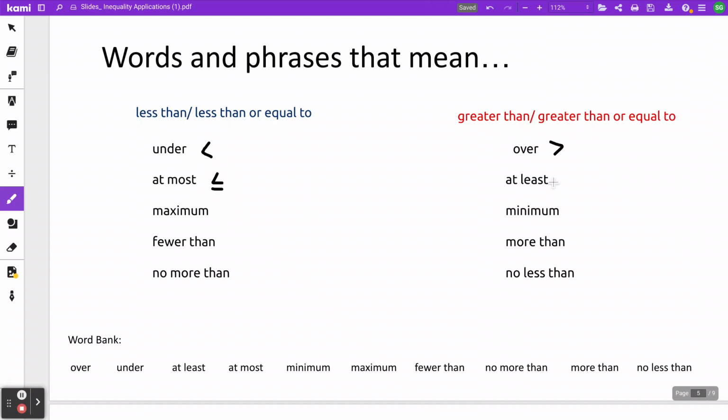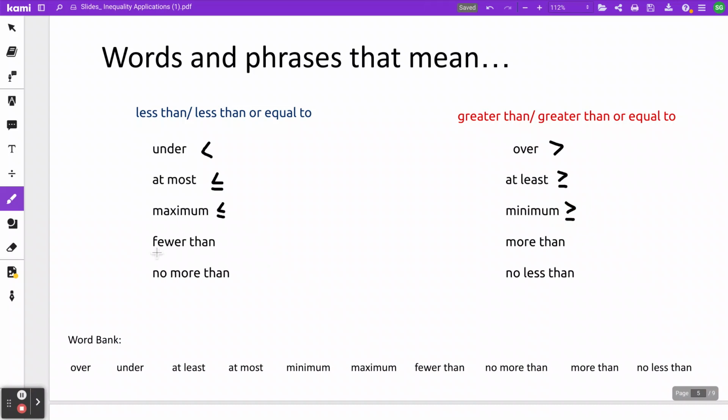At least we've talked about a lot. It's similar where it's greater than or equal to. Maximum and minimum are synonyms for at most and at least. You can say my room can hold at most 15 students, or you can say my classroom can hold a maximum of 15 students. Those both mean the same thing, and so they're going to be the same symbols.